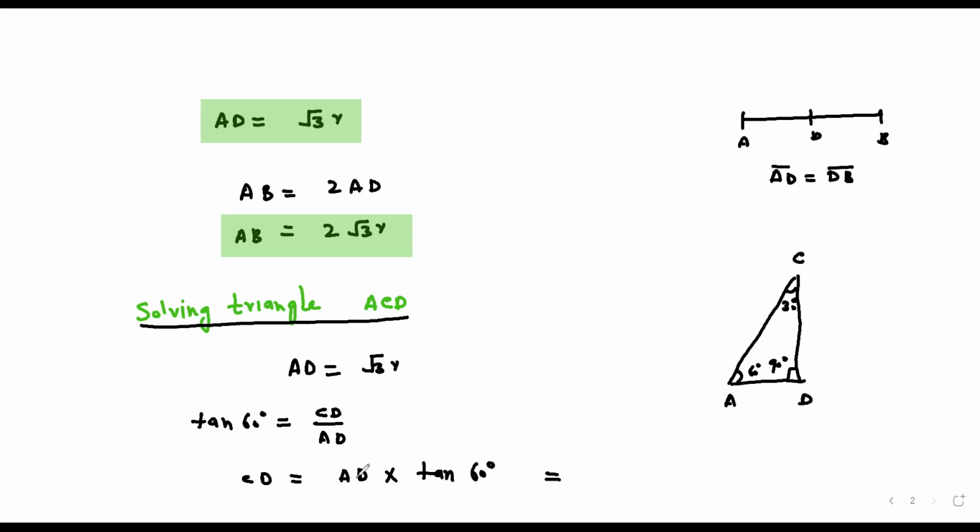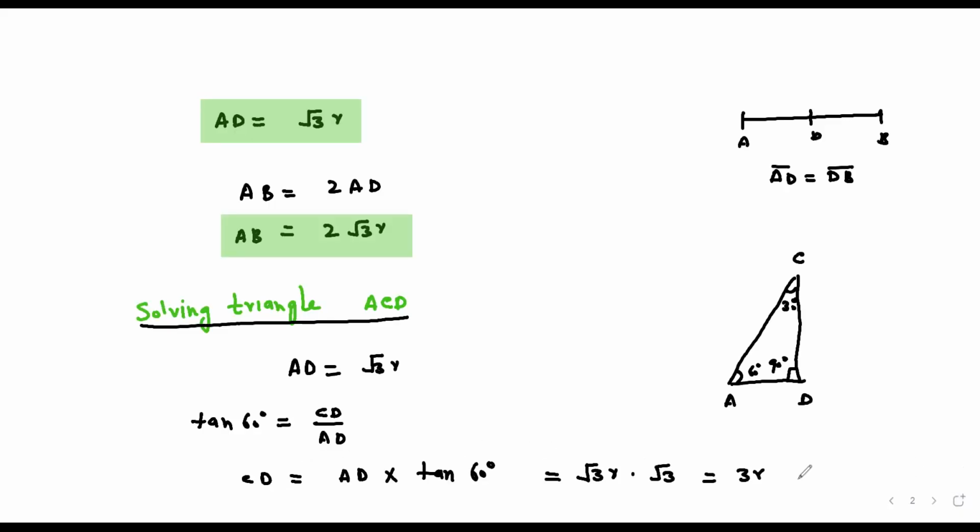So the value of CD is equal to, AD's value is square root of 3R, and the value of tan of 60-degree is equal to square root of 3. Okay, we get 3R. It means that we have found another important value, which is CD. So the value of CD is equal to 3R. It is important for us.